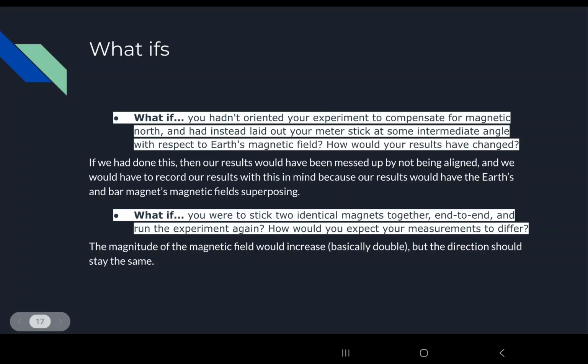What if we had not aligned the magnetometer with the Earth's magnetic field? Then our readings would have been messed up because the bar magnet's and the Earth's magnetic fields would have superposed. And what if we had stuck two identical magnets together? Then our magnitude would basically double, but the direction would be the same.